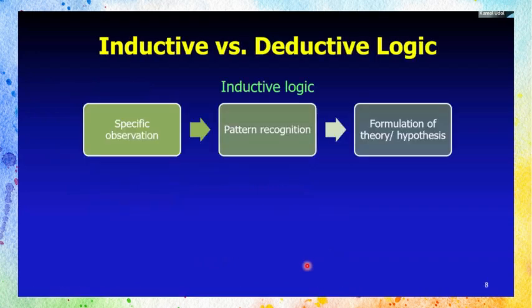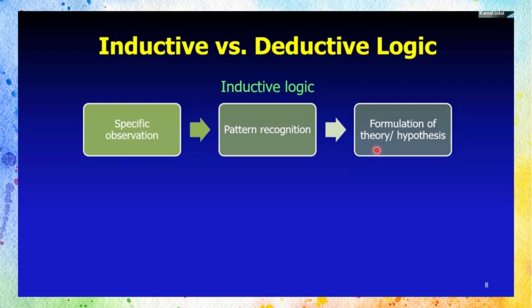So let me explain a little bit more about these two logics. This diagram represents the inductive logic. We have specific observations, and then we recognize some pattern, and then we formulate theories or hypotheses. Many descriptive research studies follow this logic.